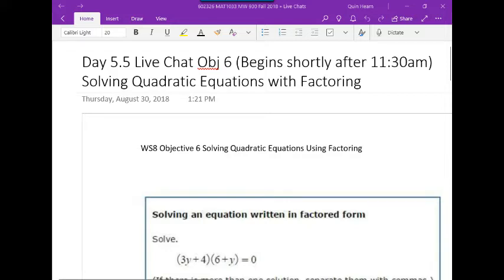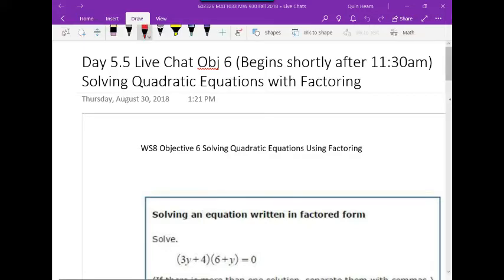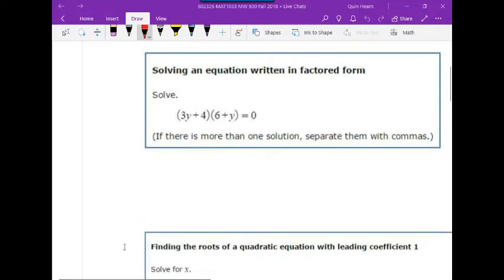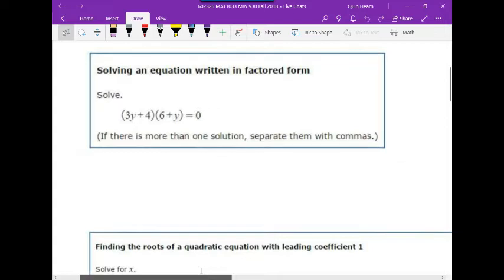Before we talk about what exactly a quadratic equation is, I just want to show you an example of a problem and talk about how we can change the problem to be like ones we already know how to solve. So this first problem we're going to look at today is solving an equation written in factored form.